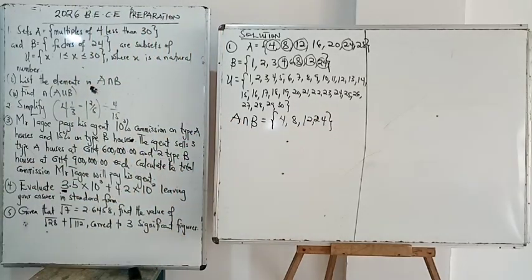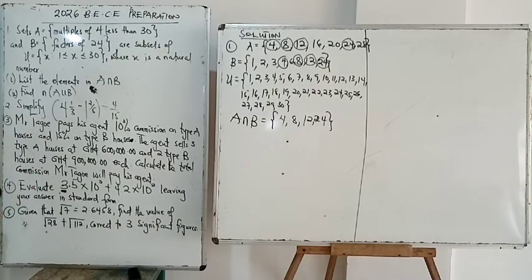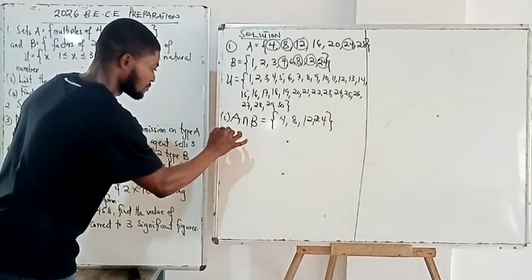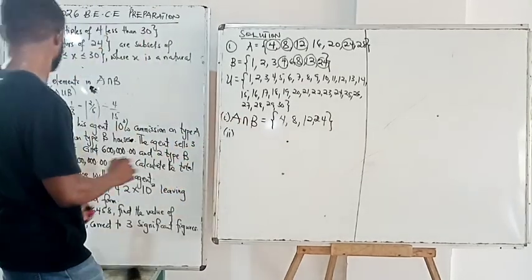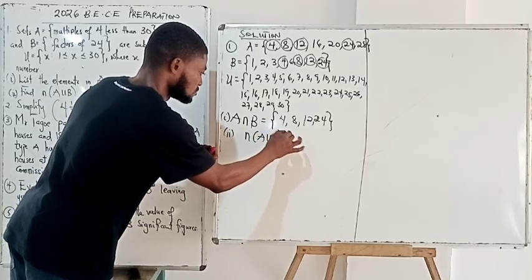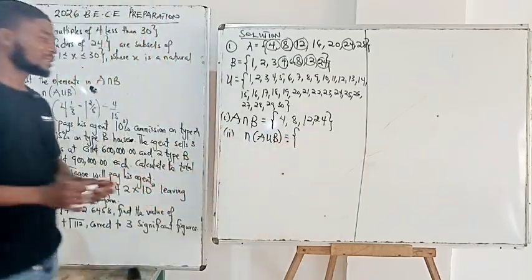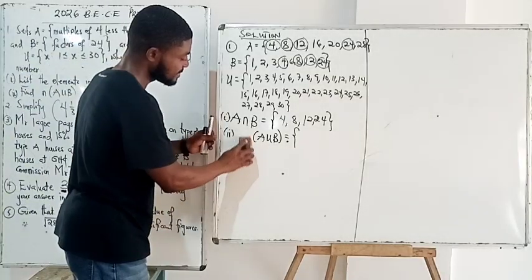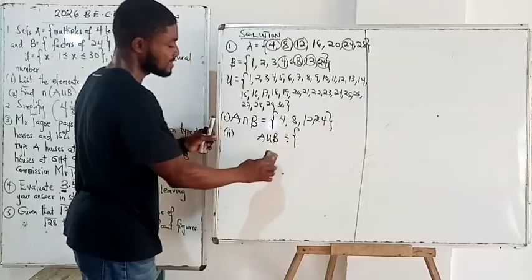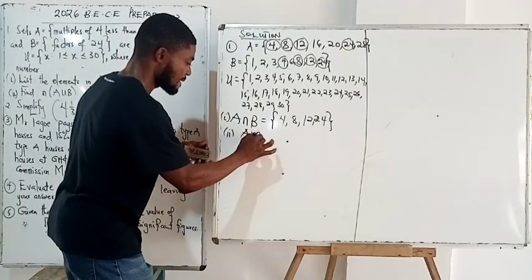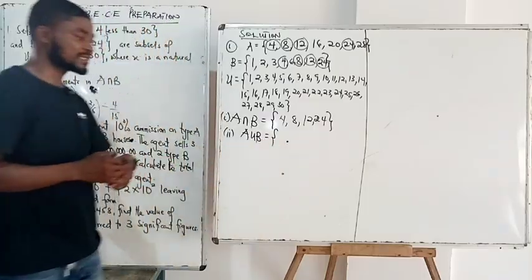Okay, so these are my elements in A intersection B. Now, number of elements in A union B. If you don't get A union B, how then do you get the number of elements in it? So first of all, let's get our A union B first.